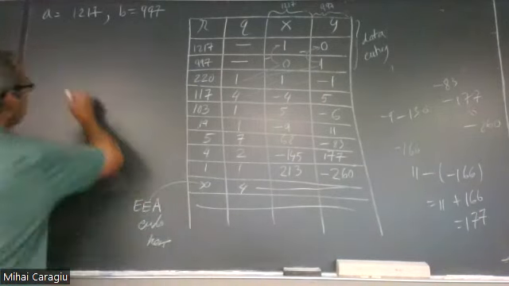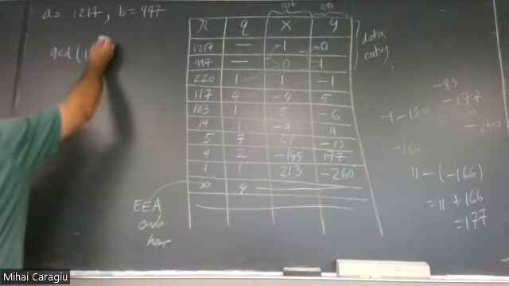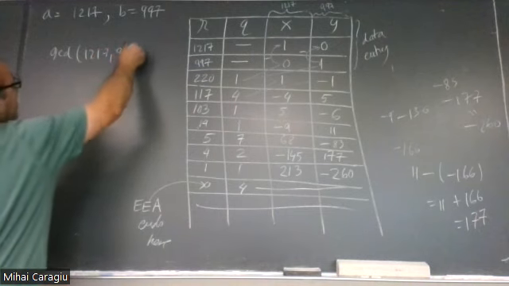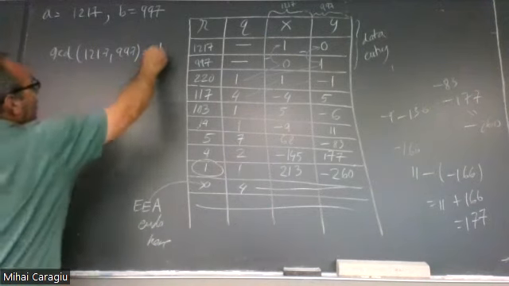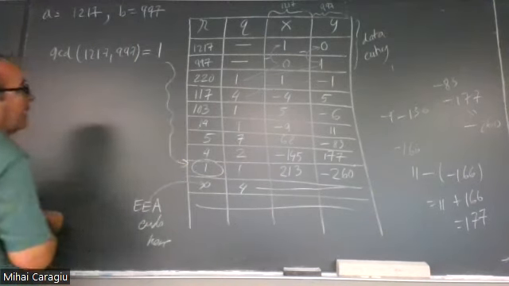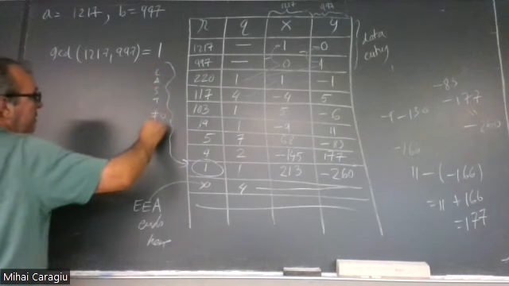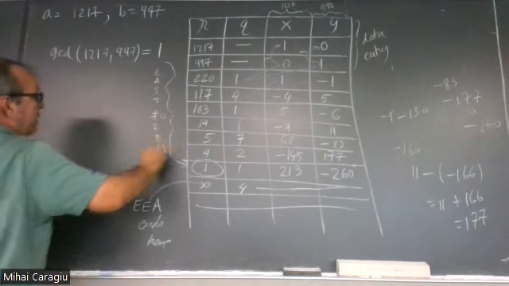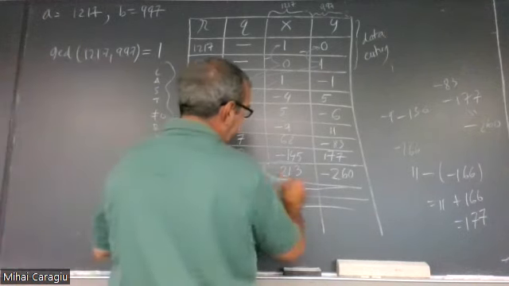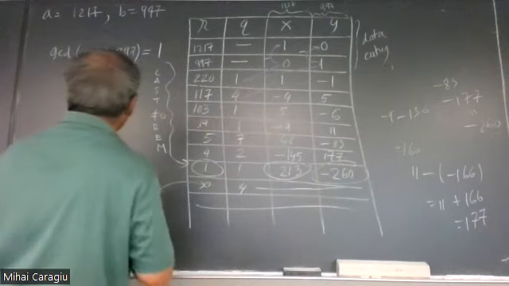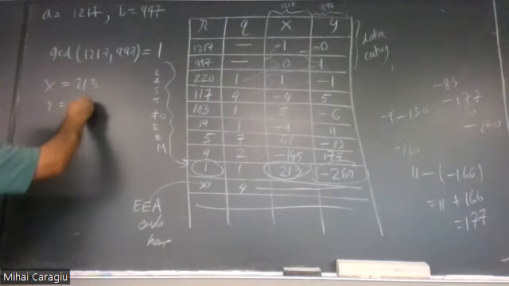So there's a conclusion. GCD of 1217 and 997 is the last non-zero remainder. The last non-zero remainder is the GCD. And X and Y are exactly what we did here. This is X, this is Y. So X is 213 and Y equals minus 260.